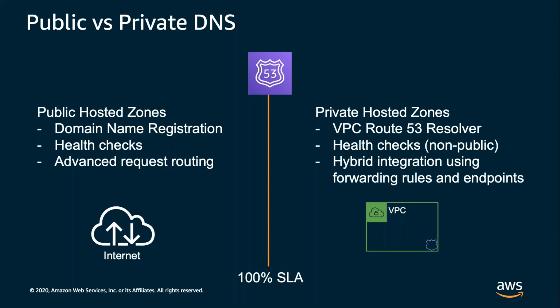For our private hosted zones, these live within a VPC and are accessed through what we call the Route 53 Resolver. They support a subset of the health checks. Obviously, they don't have public IP addresses, and it's all private infrastructure, so it's a little different the way some of our public health checks would work. And we also have hybrid integration using our forwarding rules and endpoints. And we'll cover more deeply on all these topics.